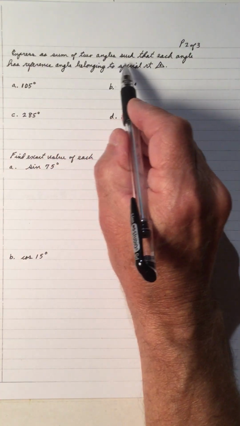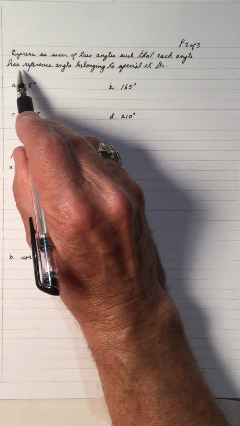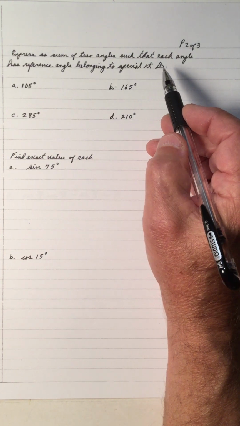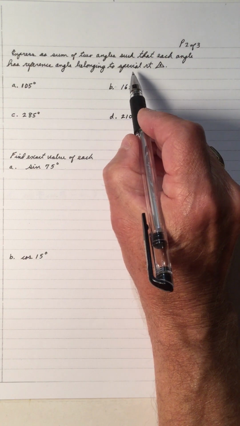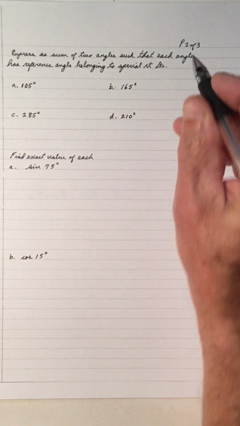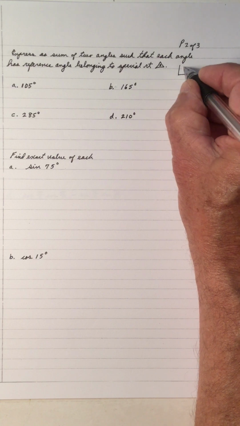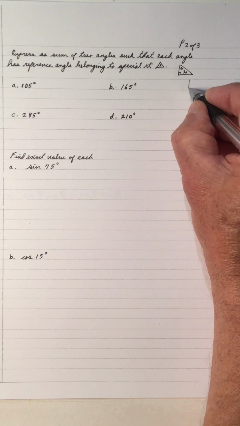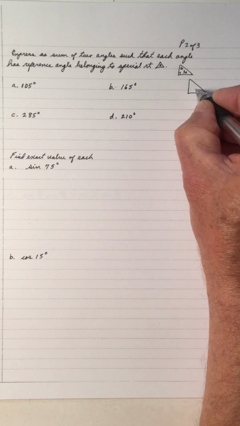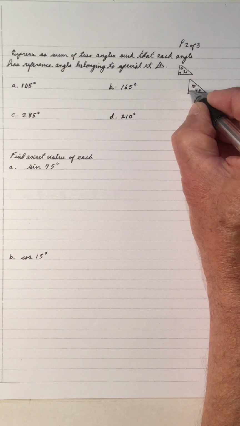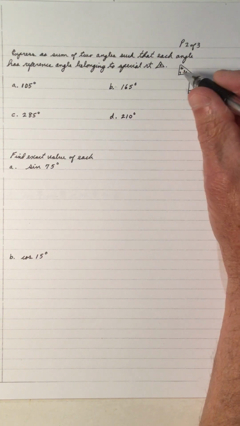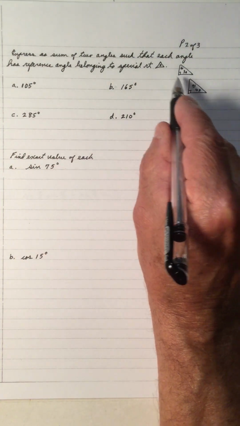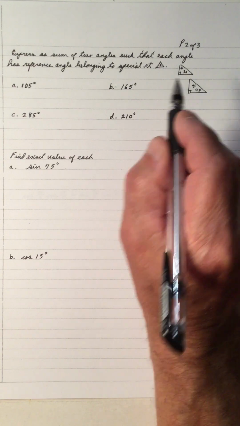Expressed as the sum of two angles such that each angle has a reference angle belonging to the special right triangles. What I mean by that: the special right triangles are 30, 60, 90, and also the 45, 45, 90 right triangle. So we need these angles here to be expressed as the sum of these.